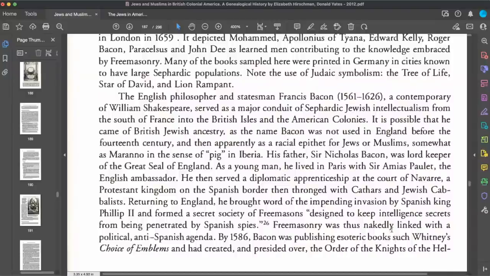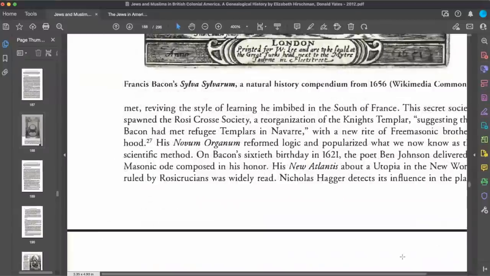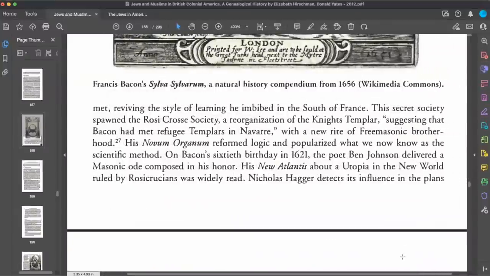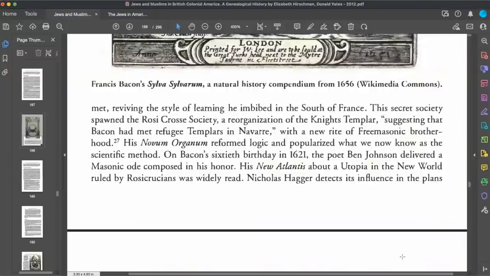Freemasonry was thus nakedly linked with a political anti-Spanish agenda. By 1586, Bacon was publishing esoteric books such as Whitney's Choice of Emblems, and had created and presided over the Order of the Knights of the Helmet. All right, Order of the Helmet, reviving the style of learning he imbibed in the south of France.